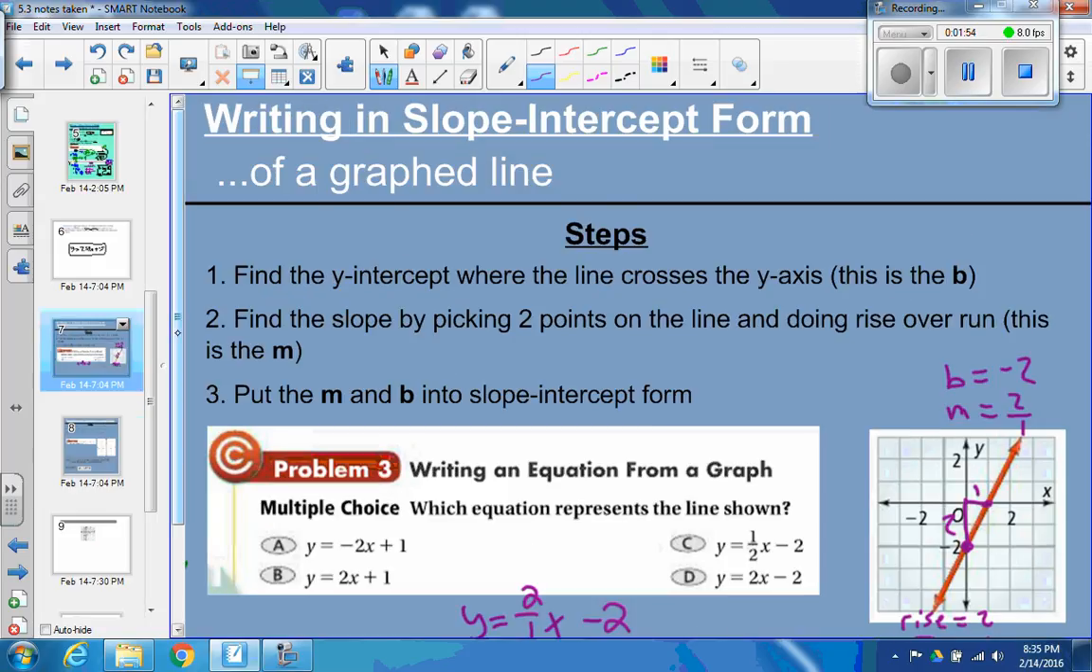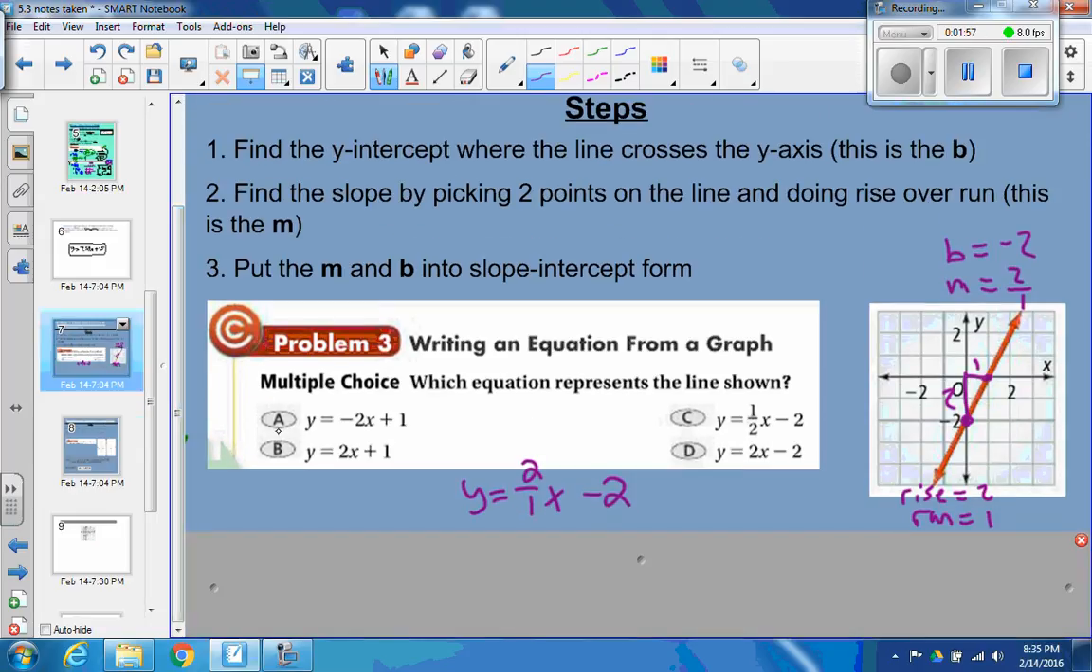So if we look at this, we can cross this one out because the slope's a +2. We can cross this one out because that's not the right y-intercept. Cross this one out, it's the wrong slope. Here we go, slope is 2, or 2 over 1, and the y-intercept is -2. And here we go, this would be the equation.